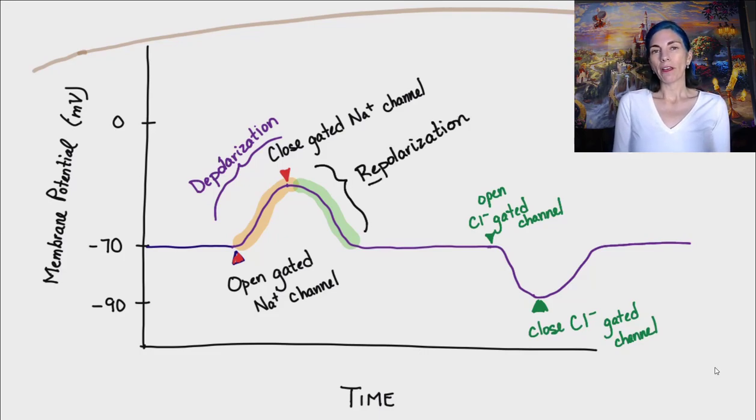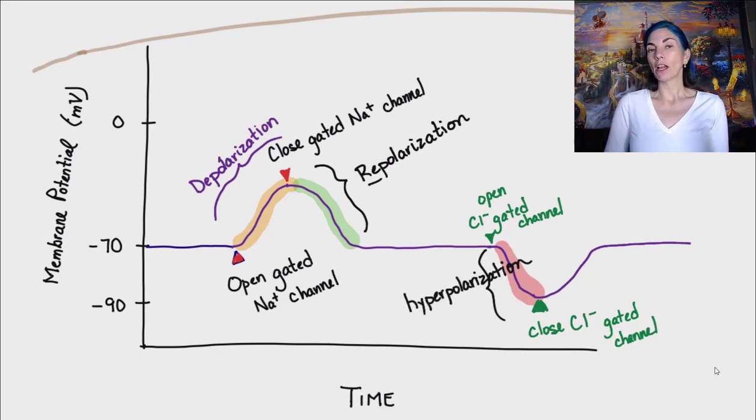So what about the change in the graph when chloride channels are involved, where the membrane potential is already pretty polarized and then it becomes even more polarized? Do we call that repolarization? No. We call that hyperpolarization. So hyperpolarization I've highlighted in red.